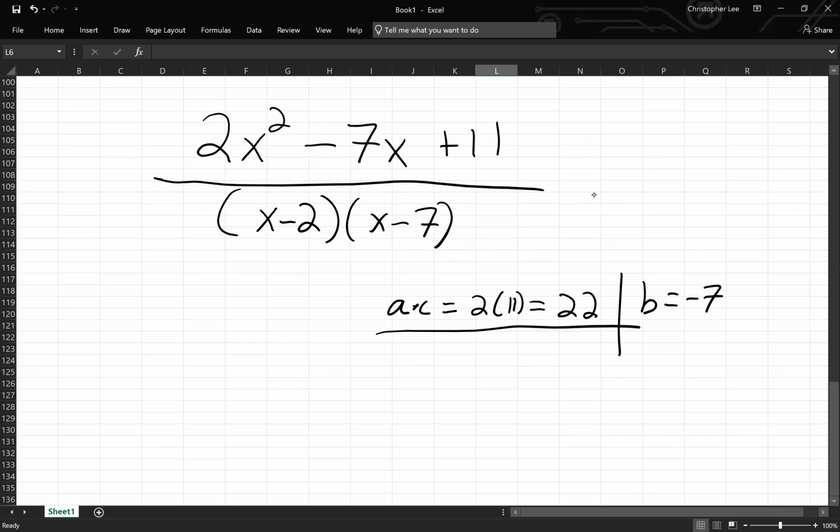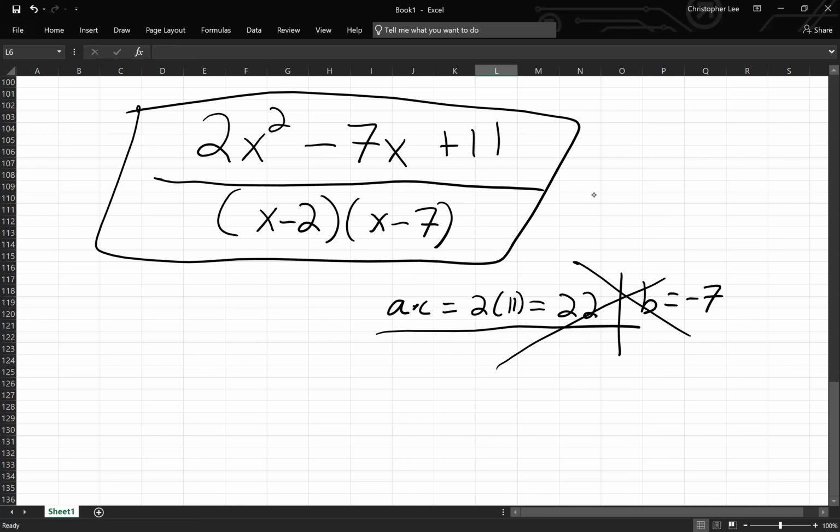I'm thinking with you. So they have to add to -7 and multiply to 22. Yeah. All right. So if it's not possible, then that's your answer. And that's it. You just type it in.